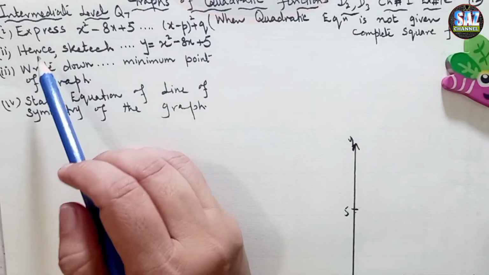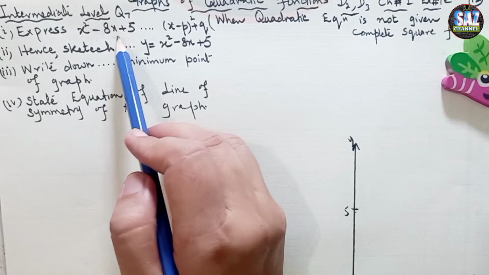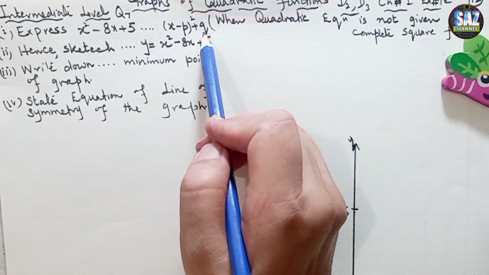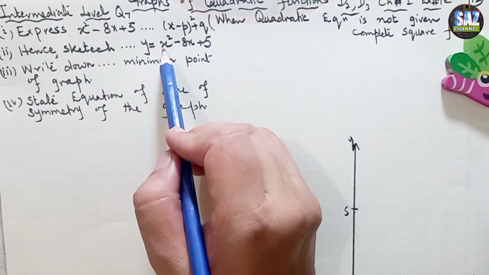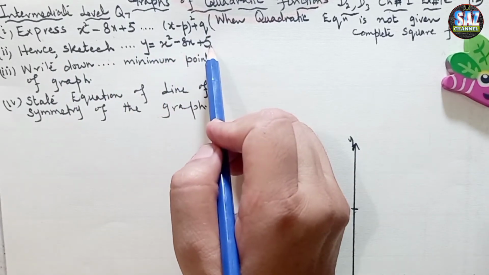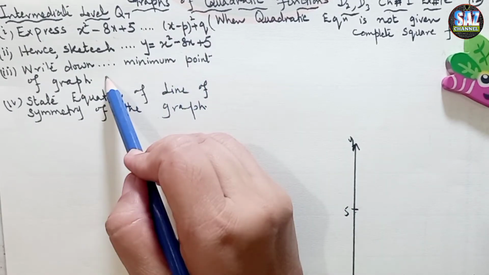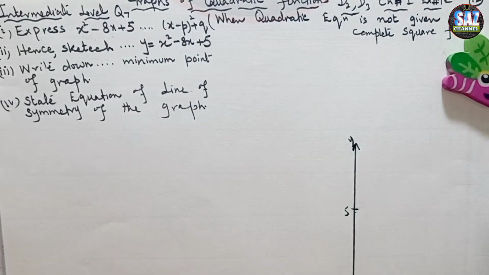Question 7 says that express x square minus 8x plus 5 in the form x minus p whole square plus q. The second part says, hence sketch the graph of y equals to x square minus 8x plus 5. Write down the coordinates of the minimum point of the graph and state the equation of line of symmetry of the graph. So let's move to the solution of the question.